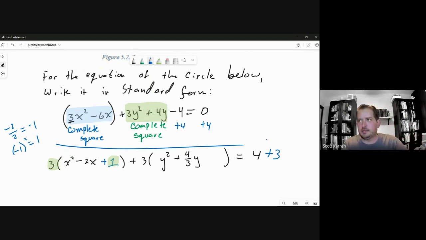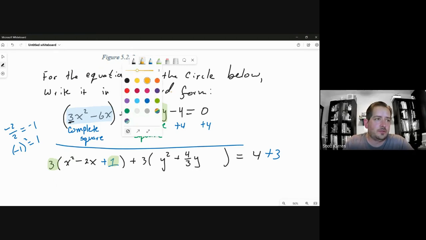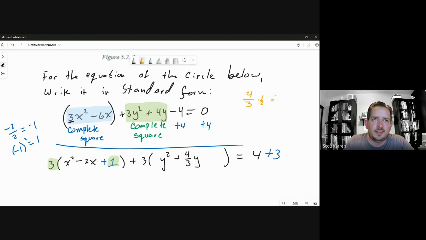And I'm still in balance. I've added the same thing to the left that I have to the right. On my y terms, these guys are a little bit less fun. But if I take this 4/3 and divide it by 2, that's the same as multiplying it by 1/2. Then I get 2/3.